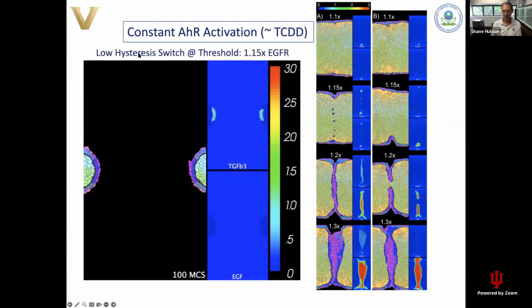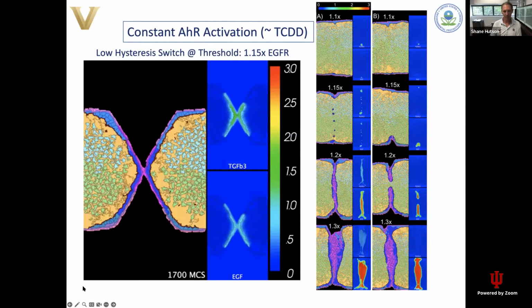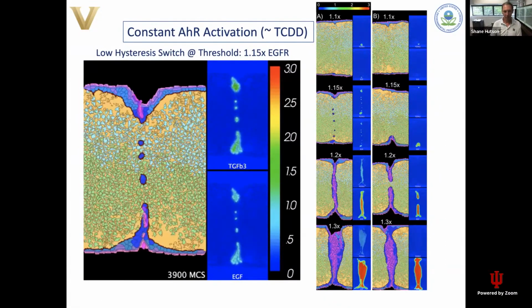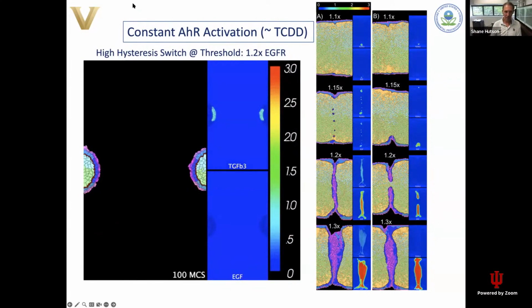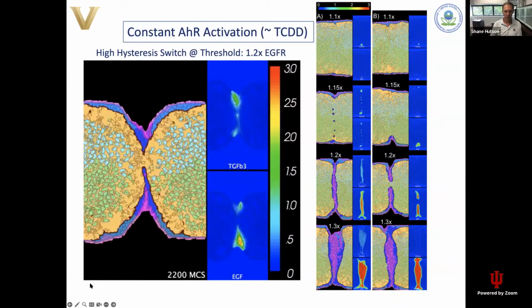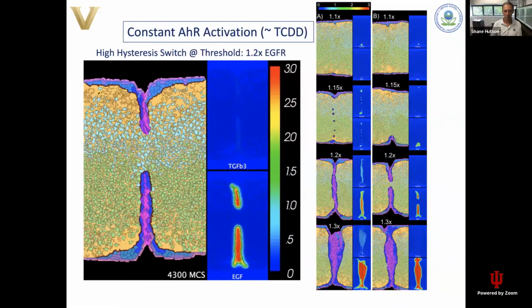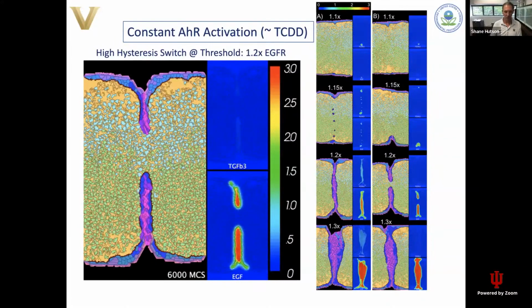And so, for example, this is like a constant exposure to TCDD or dioxin with the low hysteresis switch. And it only required going up to like 1.15 times fold increase of the EGF receptor. And if we play this, right, we get a little bit of remnants in the seam, but it more or less fuses it sort of right at the edge of it. If we make the high hysteresis switch with a little bit higher fold change of EGF receptor, we get a little bit more of the epithelial seam that sticks around for a longer time.